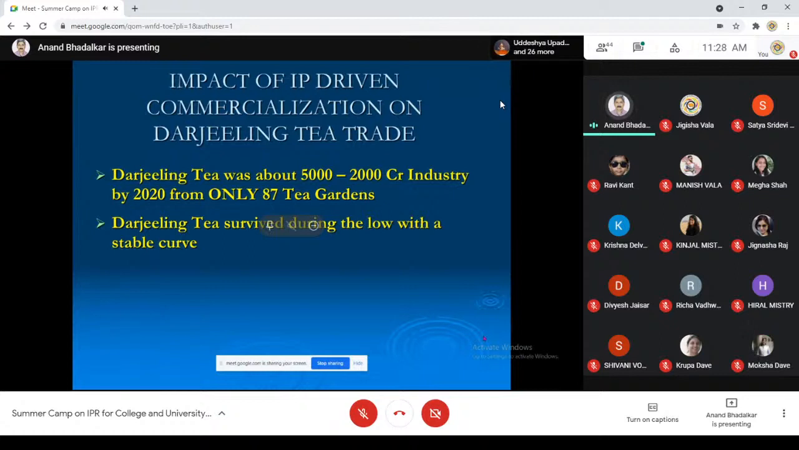Okay, Darjeeling tea, this is 2020 figures just before COVID. Okay, we were anywhere close to... I think this should be 20,000, this figure is slightly off, 5,000 to 20,000 crore. Okay, 10,000 crore was already there in 2009, so it became a 20,000 crore industry in 2020, from 5,000 to 20,000 crore. Okay, and Darjeeling tea was able to survive the lows.